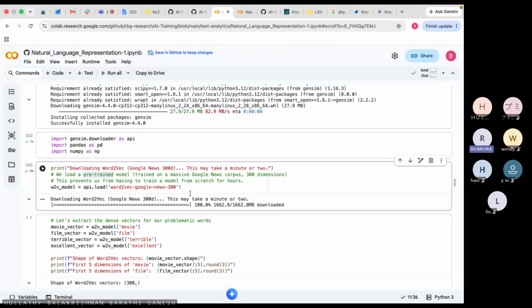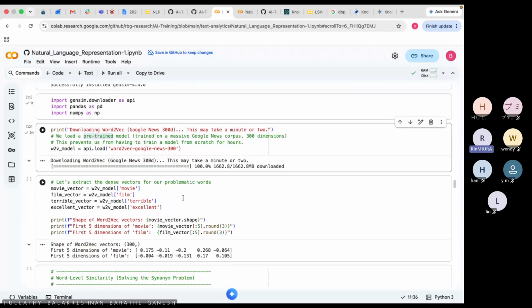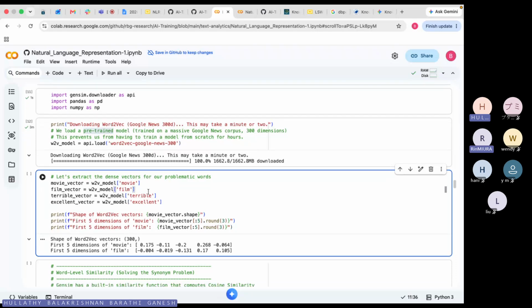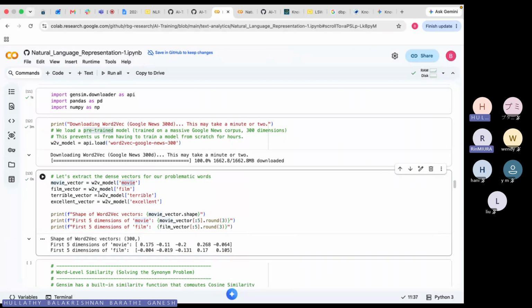Okay, perfect. Thank you. And I think it has just finished, right? Yeah, the download is completed. So now what we're going to do is take the specific words of interest with this model, the ones we tried earlier with TDM and TF-IDF, which failed. Let's see how this performs.